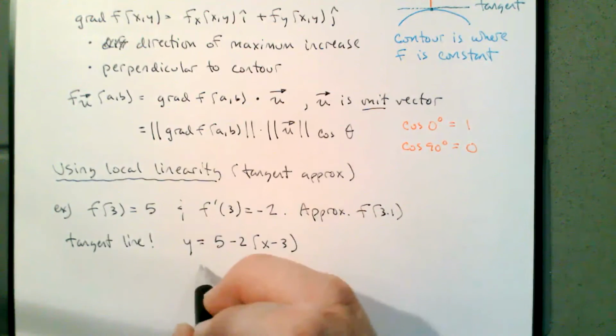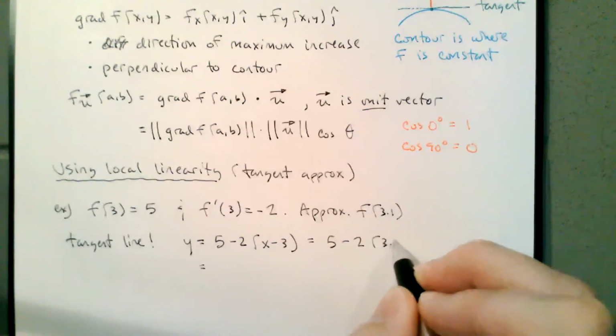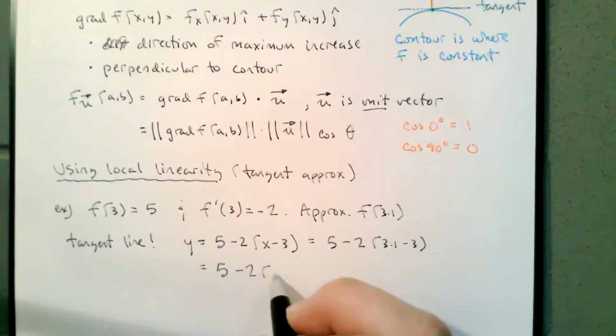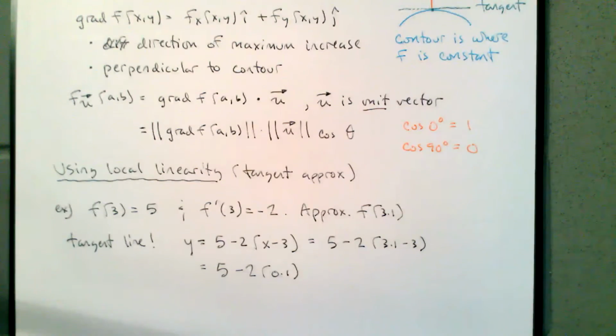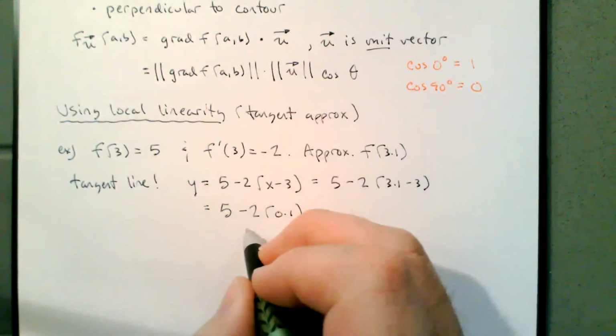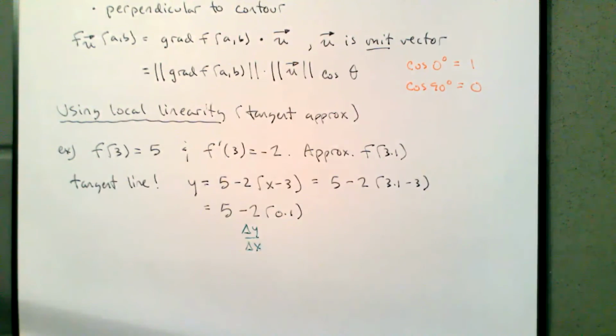So we're going to plug the 3.1 in for the x. So we'll take 5 minus 2 times 0.1. The 3 wasn't really important. The change from 3 to 3.1, that's what we cared about. Remember that the -2 is the rate of change of y with respect to x. So the -2 is delta y over delta x, and the 0.1 is the delta x.